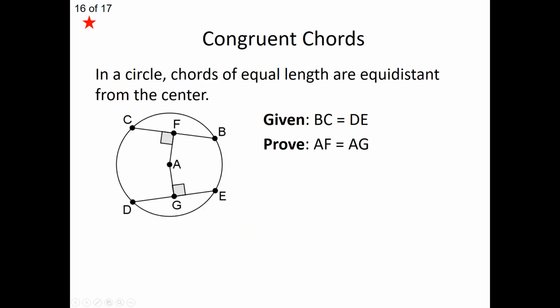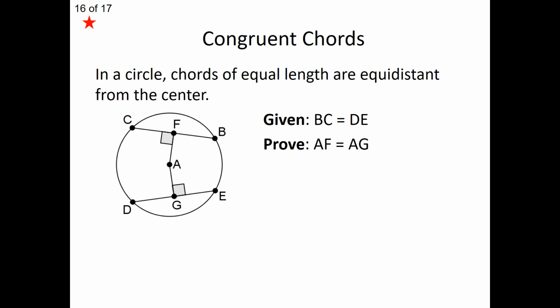Let's take a look at one more theorem together. This one is talking about, again, some chords of equal length. However, we're looking at it from a different approach, not looking at the arcs that they cut, but rather the distance they are from the center of a circle. Now, when we're talking about distance, that means it's the perpendicular segments, the shortest length from the point to that given segment. So in a circle, chords of equal length are equidistant from the center.